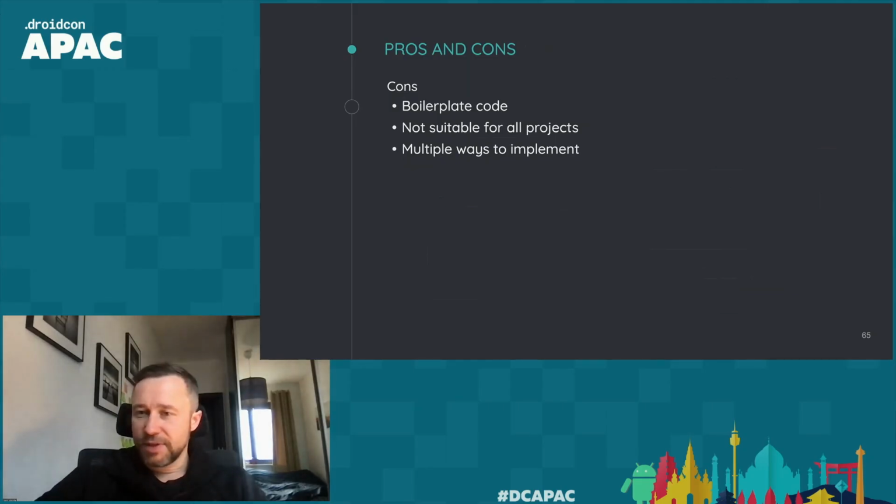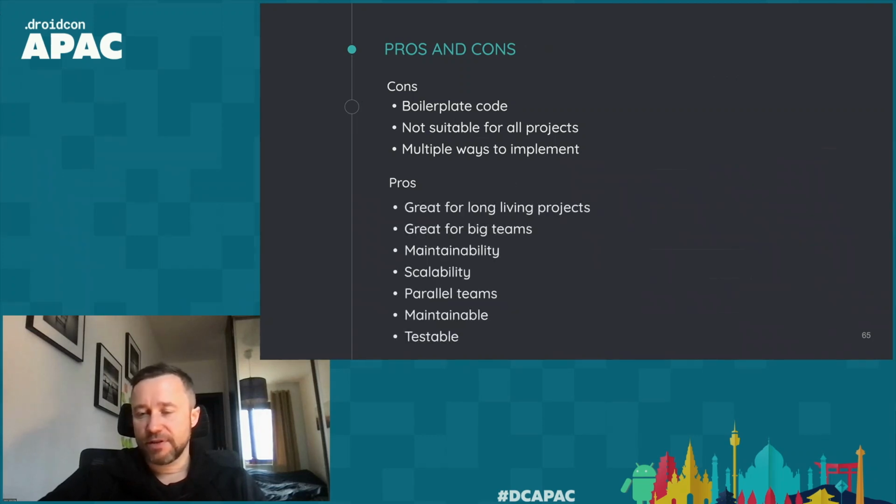And there are multiple ways to implement clean architecture. Many projects on the internet tell you what to do, but they rarely discuss design decisions, so why certain things are done in a certain way. But on top of that, we have many pros. And first of all, if this is a long living project, this will really help you with project maintenance, because if you have to redo something, it will be only a small piece of the project, not most of it.